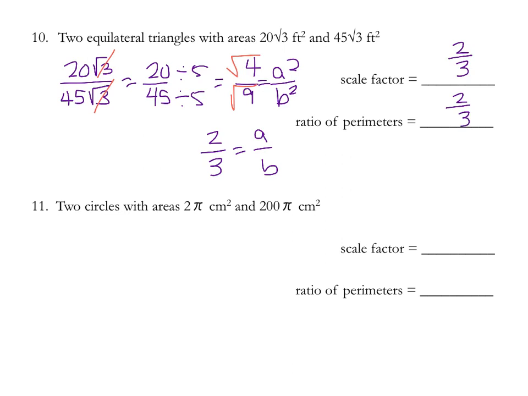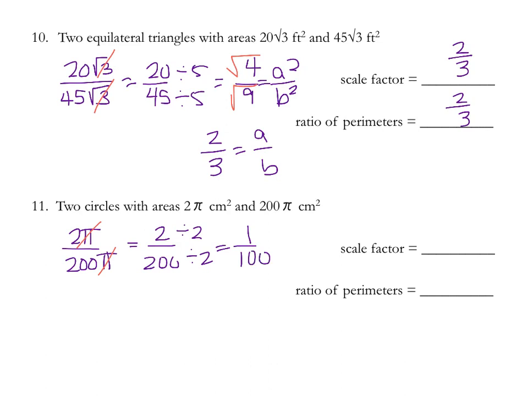So this is the last one. Pause it. Try it on your own. I'm going to do it in 3, 2, 1. So the ratio of their areas would be 2 pi over 200 pi. Same thing with the radical 3's, you can cancel the pi's out. So if you didn't do that, cancel those out. We get 20 over 200, and then we can divide those both by 2. We get 1 over 100.